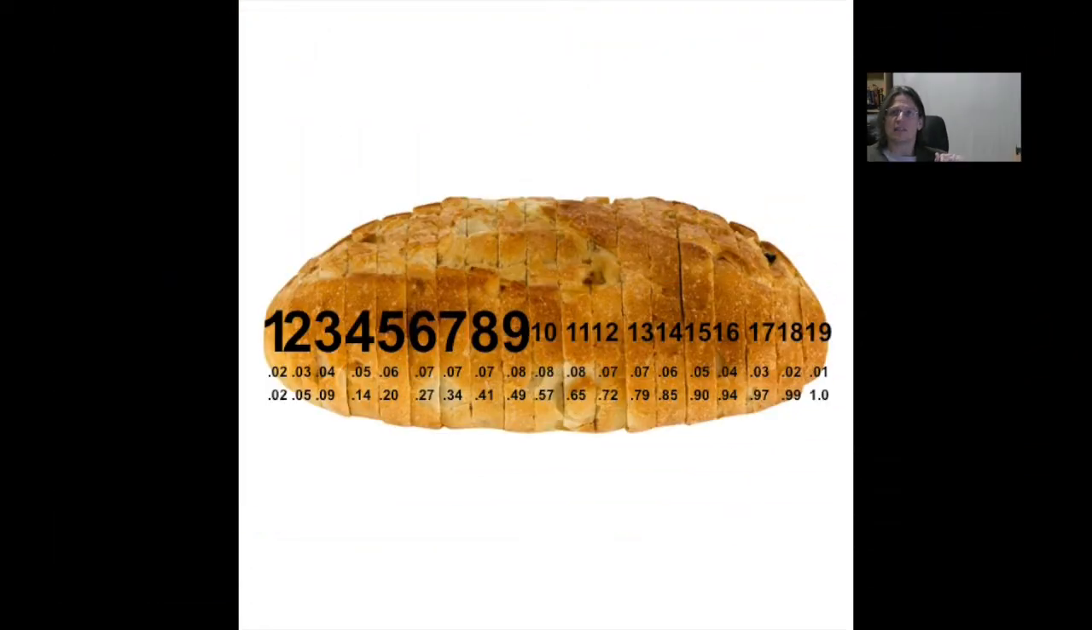So I'm going to let you do one. If I eat slices 11 through 19, what's the probability that I bite into the little piece of rock that I accidentally dropped into the bread?